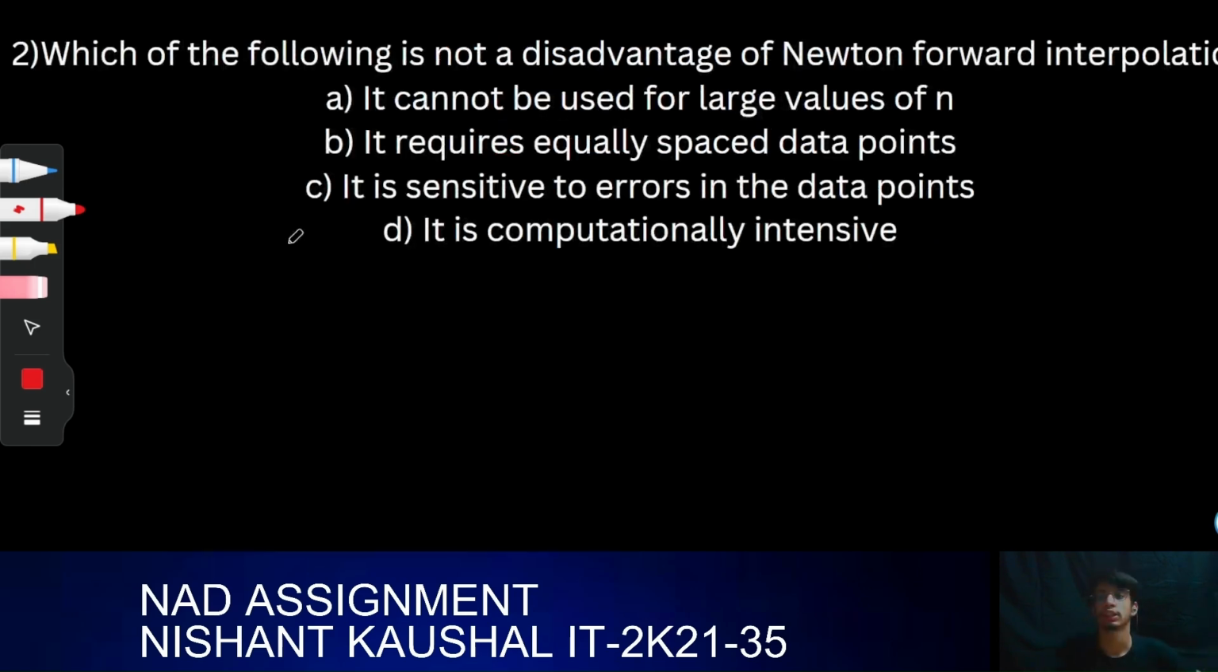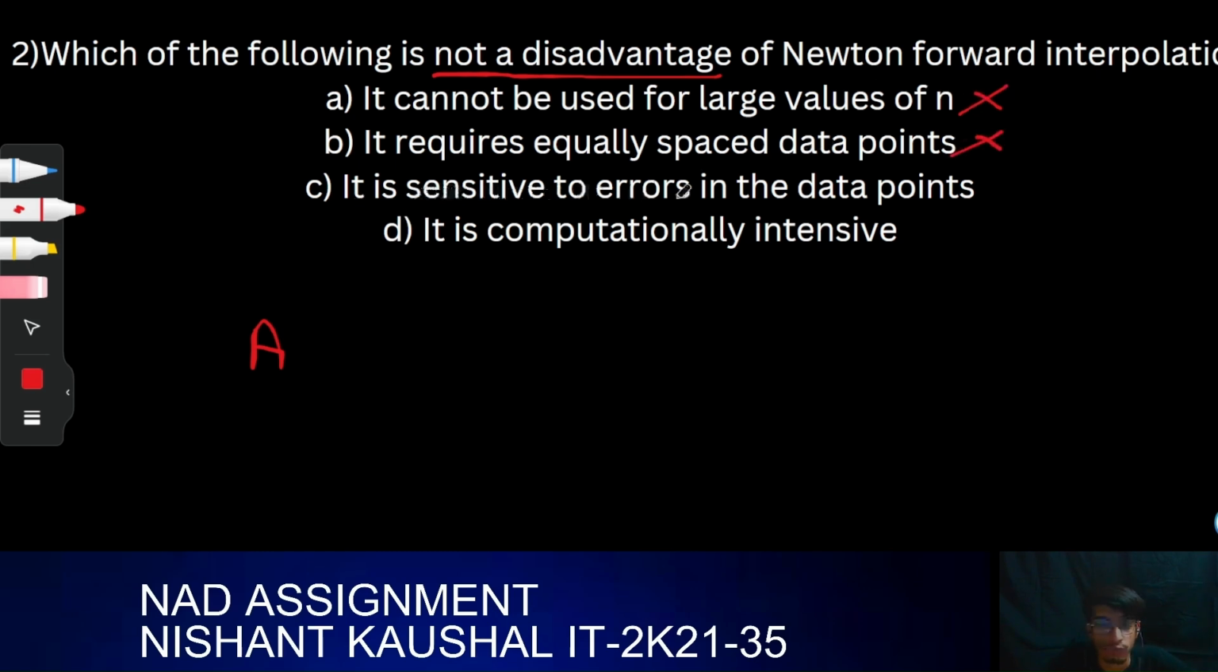Let us proceed to our second question, which is: which of the following is not a disadvantage of Newton forward interpolation? If we look carefully, we have to find which is not a disadvantage, meaning it should be an advantage. First, option A, it cannot be used for large values of n. It's a disadvantage, so it cannot be the correct answer. Option B, it requires equally spaced data points. This is true, but it's one of the disadvantages of Newton forward interpolation.